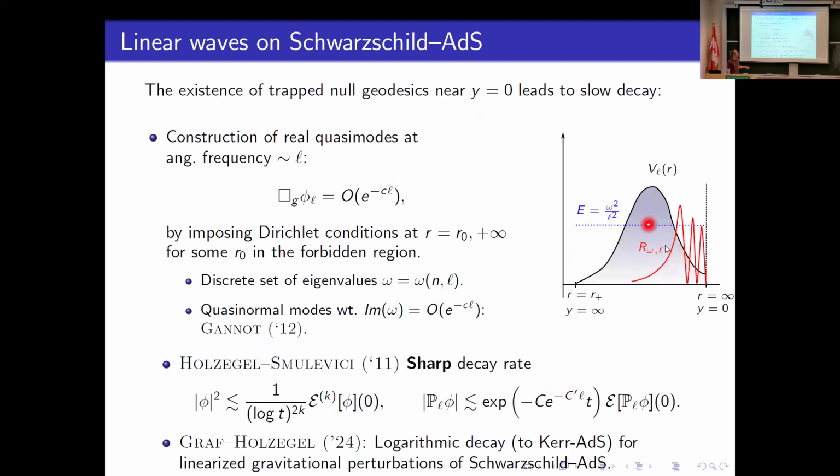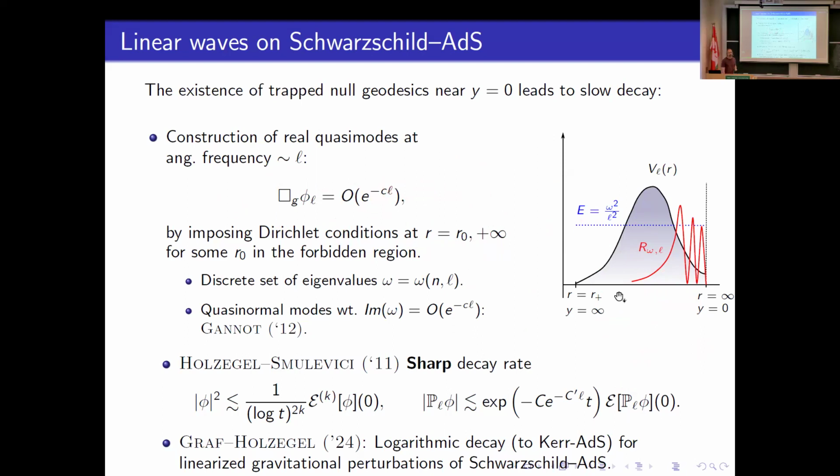And because of this observation, we can actually construct quasi-modes, so approximate solutions of the wave equation, which solve the wave equation with an exponentially small error term in the angular frequency. So how can one construct quasi-modes on Schwarzschild-AdS with only an exponentially small error term?